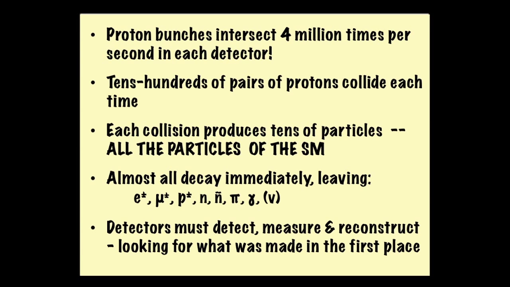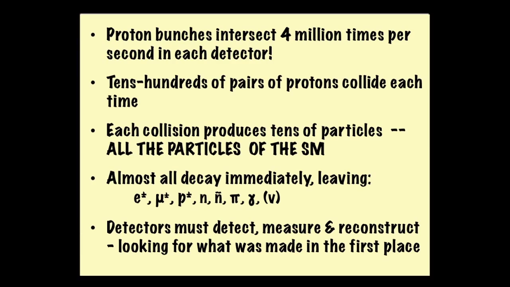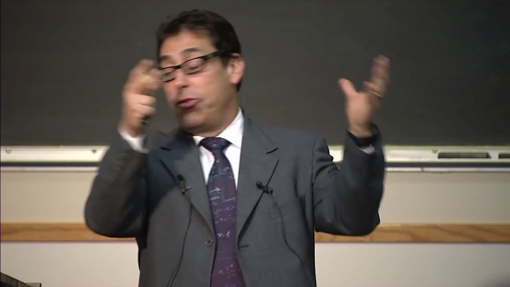Okay. So you have these proton bunches intersecting 4 million times per second in each detector. Imagine 4 million times, and every time they intersect, tens to hundreds of pairs of protons collide and spew out all sorts of stuff that you have to measure.